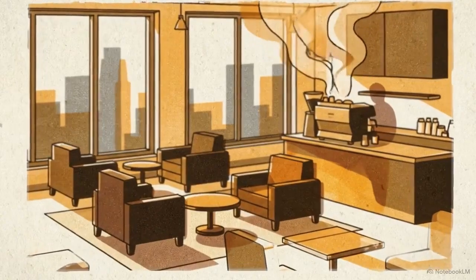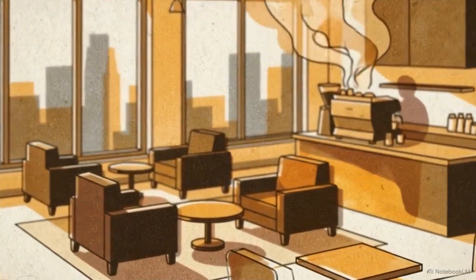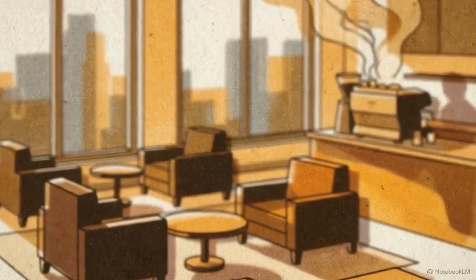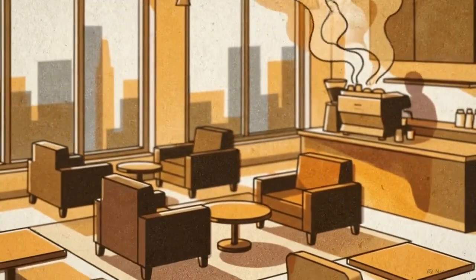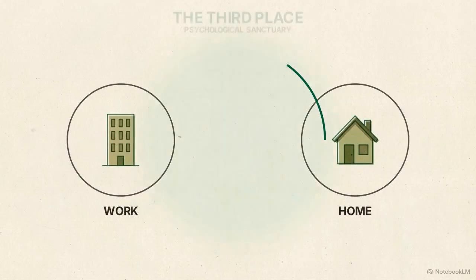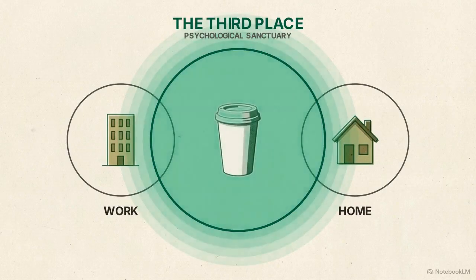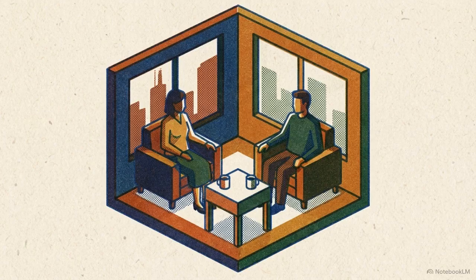The strategy extended well beyond the 2D logo. It dictated the 3D physical environment the customer stepped into, the third place. The third place is a carefully engineered psychological sanctuary designed to exist safely between the pressure of the workplace and the responsibilities of home. This environment relies on Schmitt's Feel and Relate modules.